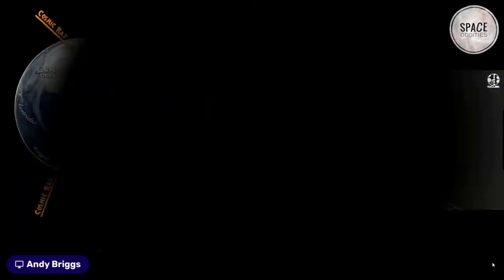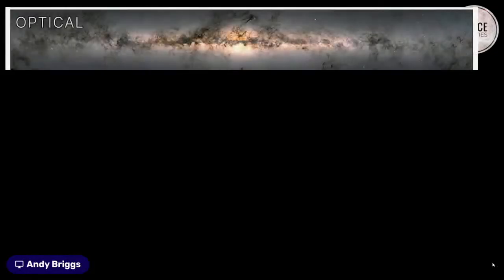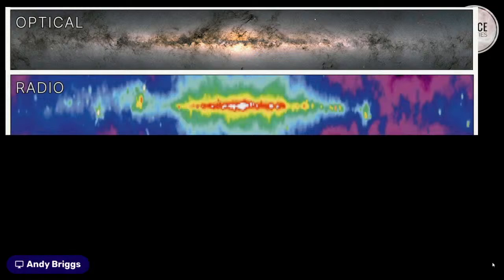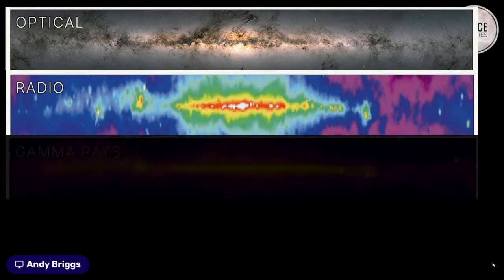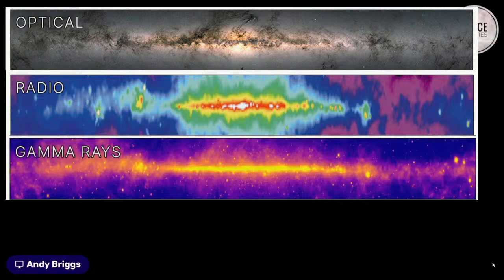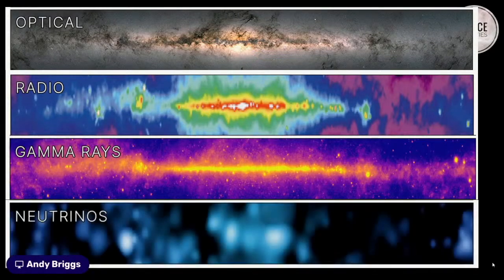Well, what it's all about is the Milky Way. So here's our galaxy in optical light. You're probably familiar with something like that. If we look at it in radio waves, that's what the plane of our galaxy looks like. This is what it looks like in high energy gamma rays. But now we can add to that. We can show you what the plane of the galaxy looks like in neutrinos. And it looks like that.